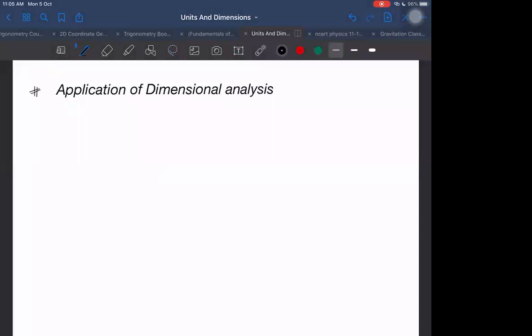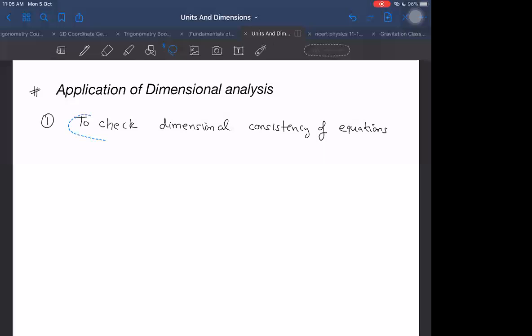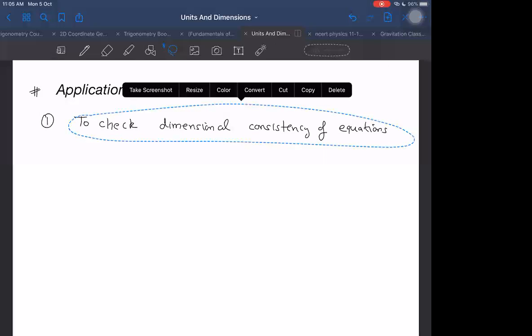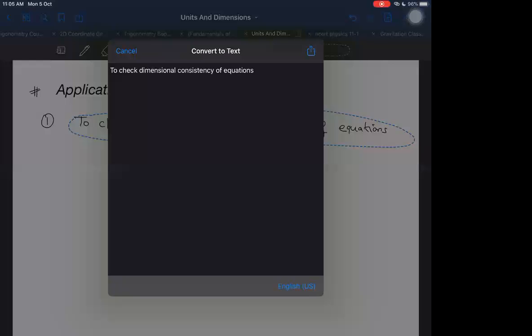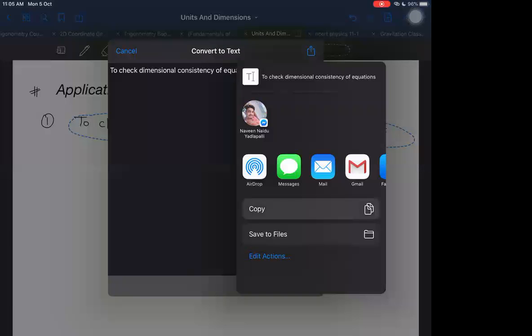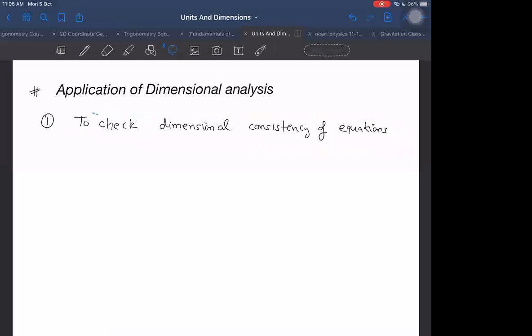Application of dimensional analysis. Number one is to check dimensional consistency. We can say whether the equation is dimensionally consistent or not, and only if it is dimensionally consistent will it be correct, otherwise it will definitely be wrong. It has to be first dimensionally consistent, else it will be a wrong equation.